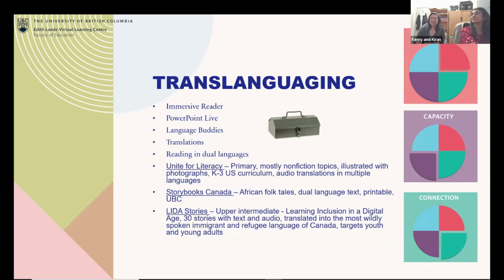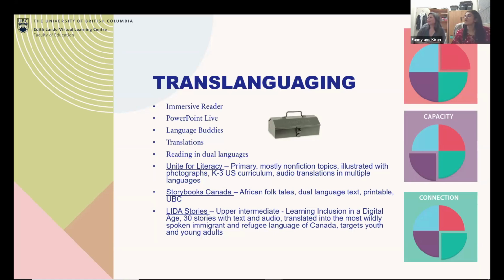The next one is Lita Stories. Lita Stories is actually the same as Storybooks Canada. It's just meant for upper intermediate and it's more inclusive. There are 30 stories there with audios translated, and it's more for middle school to young adults. Again, stories translated into multiple languages.